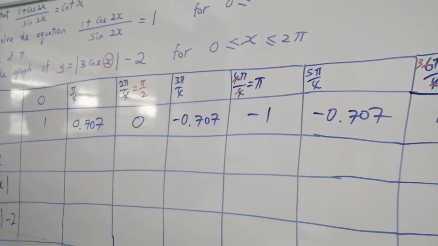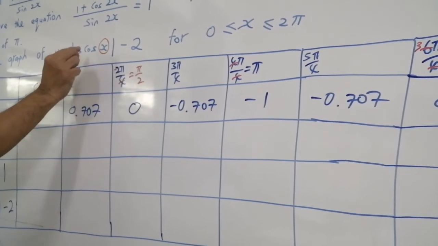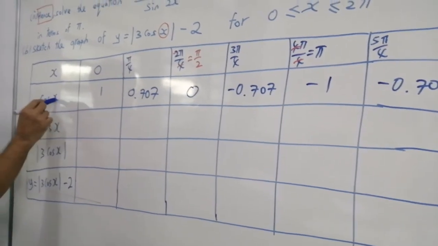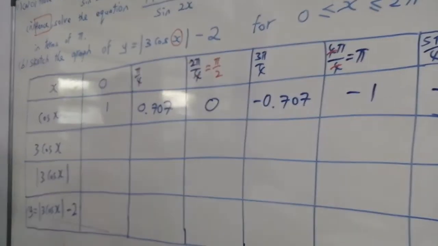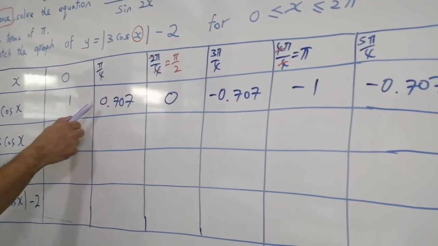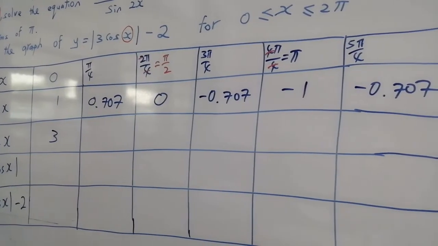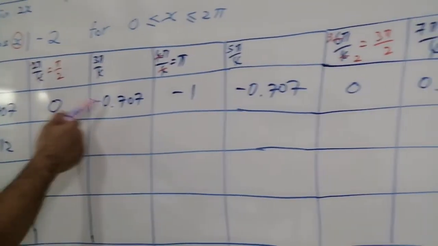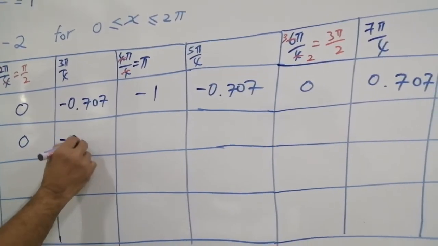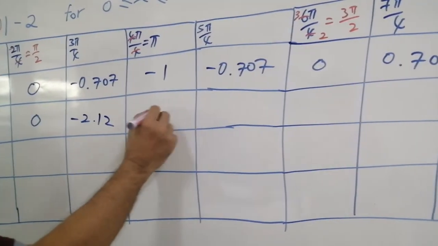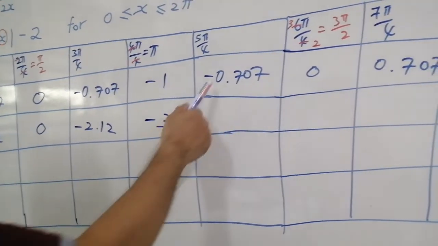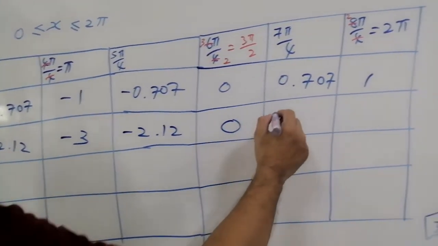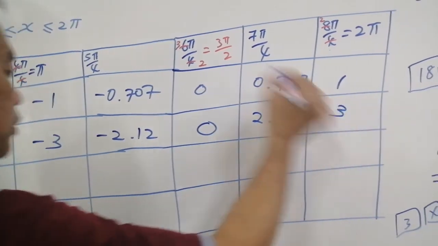After you solve for cos x, you need to solve for 3 cos x. 3 cos x means 3 multiply 1, because your cos x here is equal to 1. 3 multiply 1 equals 3. 3 multiply 0.707 should be 2.12. 3 multiply 0 is 0. 3 multiply negative 0.707 should be negative 2.12. 3 multiply negative 1 is negative 3. 3 multiply negative 0.707 will be negative 2.12. Then 0, then positive 2.12, then 3.